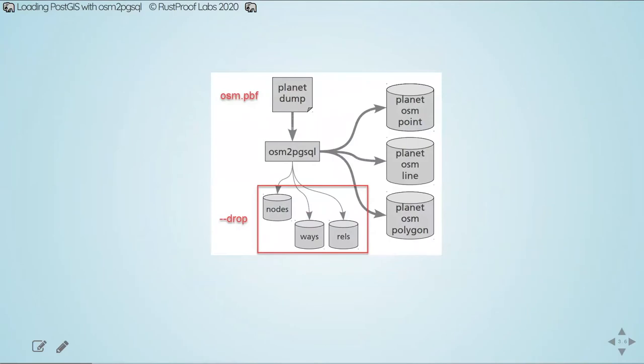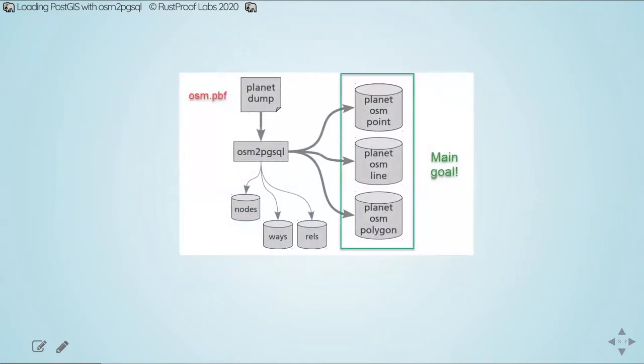And when I mentioned that drop switch on the third server, what it does is remove those intermediate tables. Once the processing is complete, if you don't need those intermediate tables, you can wipe them out of the database and free up a whole lot of storage space on your disk. And in all reality, the end goal is these 3 tables. We want the point, line, and polygon tables that are generated. This is where we build the rest of our analysis. This is where we pull out the spatial data and all of the goodies from OpenStreetMap.